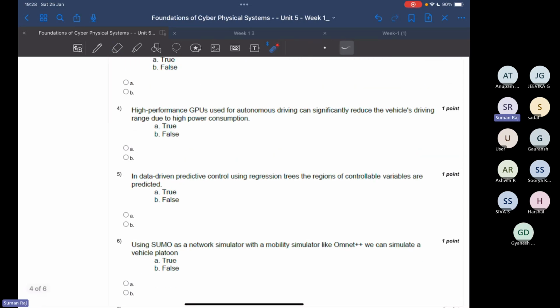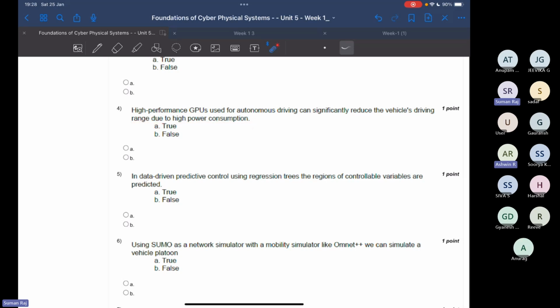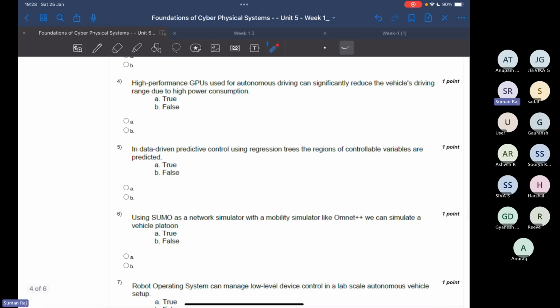Now, high performance GPUs are used for autonomous driving. I was talking about the GPUs, right? So this will come over there. This can significantly reduce the vehicle's driving range due to high power consumption. We actually went through this in the slides, so I think you should be able to answer this also. In data-driven predictive control using regression trees, the regions of controllable variables are predicted. There were two kinds of predictions, if you remember. So go through that slide again and see what is the best answer to this.